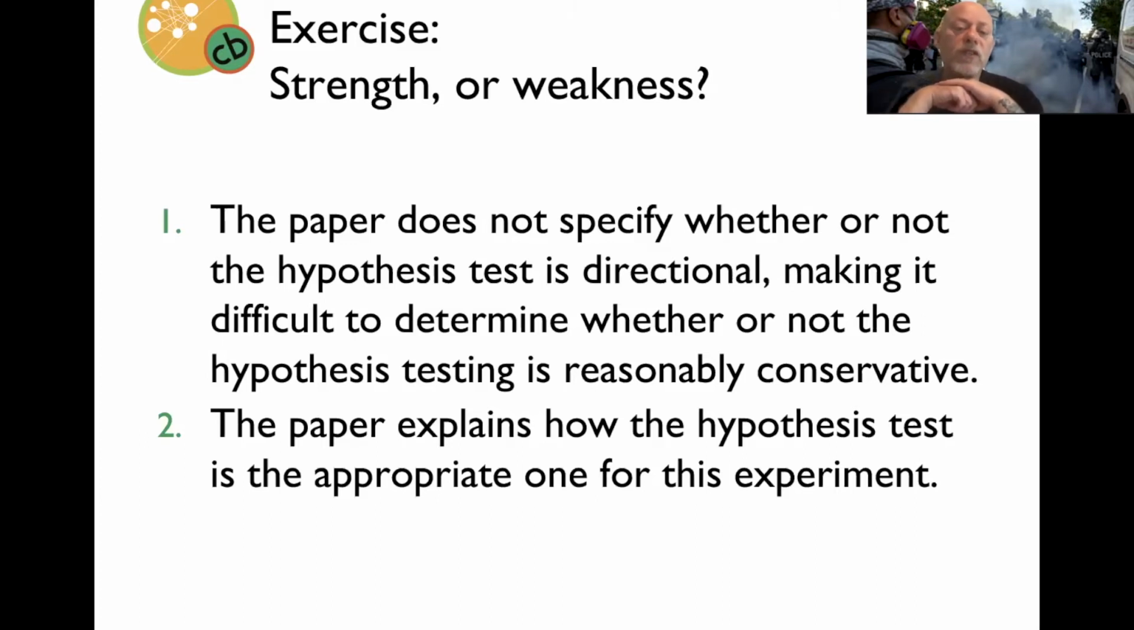Let's look at number two. The paper explains how the hypothesis test is the appropriate one for this experiment. If that's true, it's a real strength for the paper, actually, that often gets omitted. And this is a comment that might not change what the authors do, but it's a big help to an area chair and or to a conference program chair in deciding whether or not they should accept this paper.